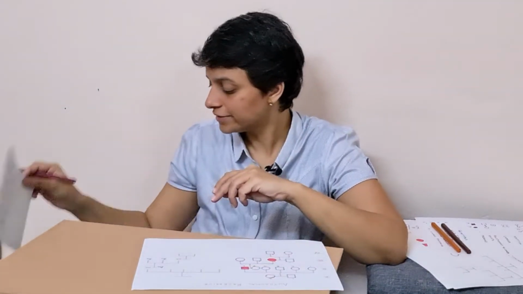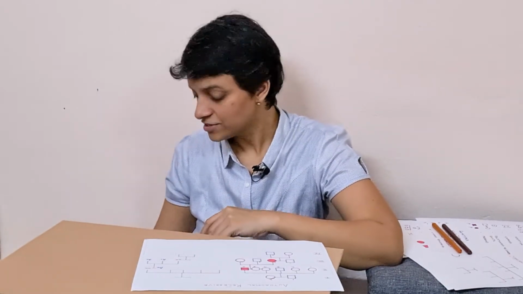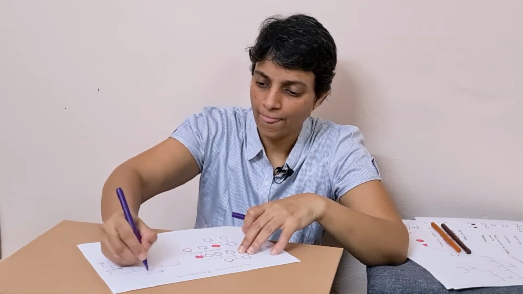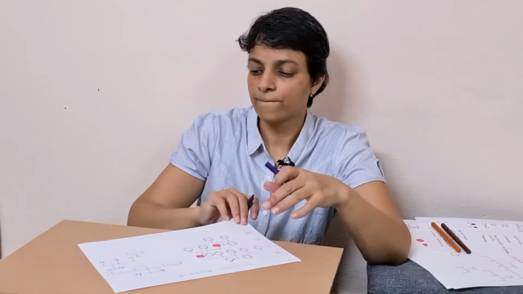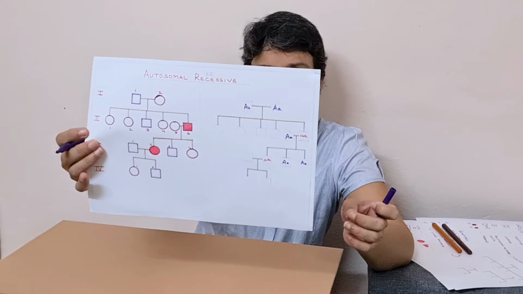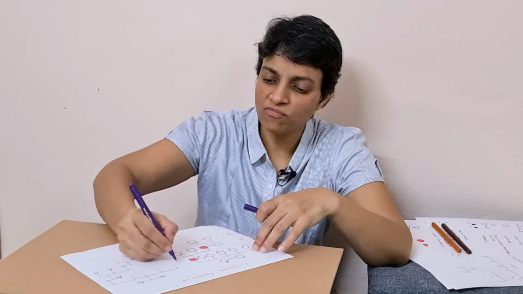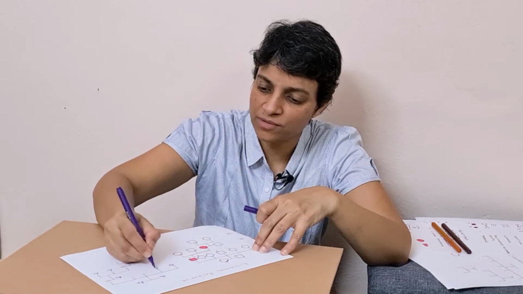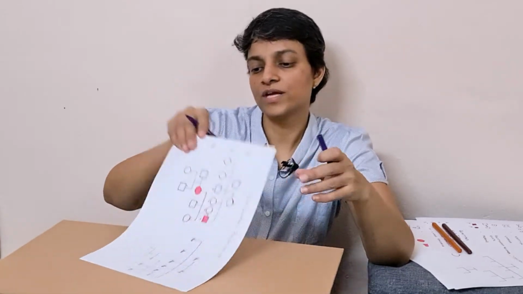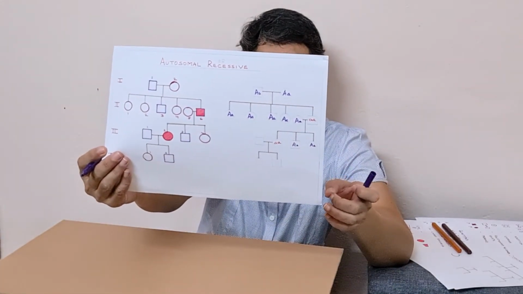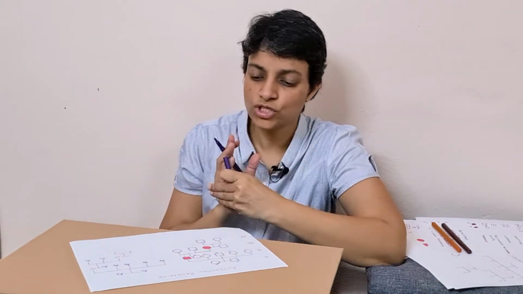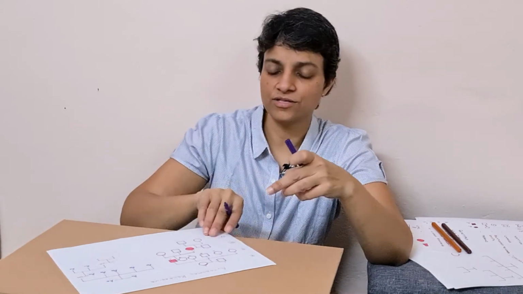So following this logic, we will write the parents' genotypes as heterozygous. This is how the genotypes of the parents can be written. And all the other individuals will obviously be capital A, small a, because none of them shows the disease and the parents are heterozygotes. So we have the genotypes of the other individuals also ready. Now we just have to figure out the genotype of this man.